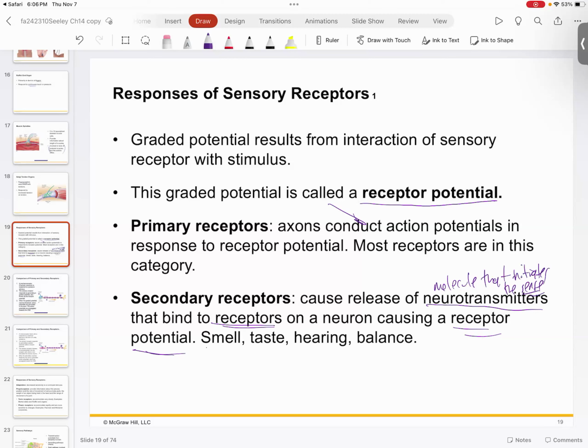So for instance, if you're looking at your special senses, smell, taste, hearing, and balance, you could imagine that a smell molecule will trigger the action potential, or some sort of taste molecule will trigger the action potential. So that would be a secondary receptor.